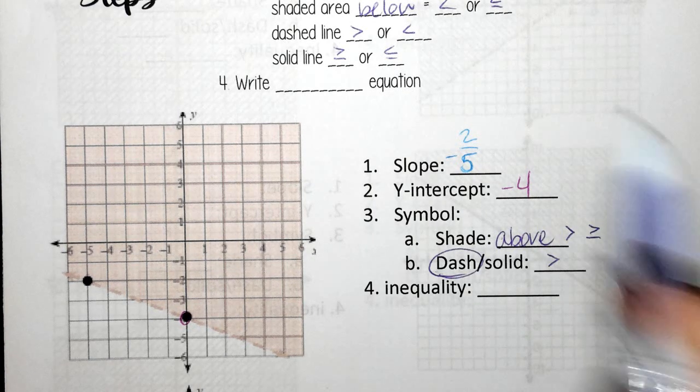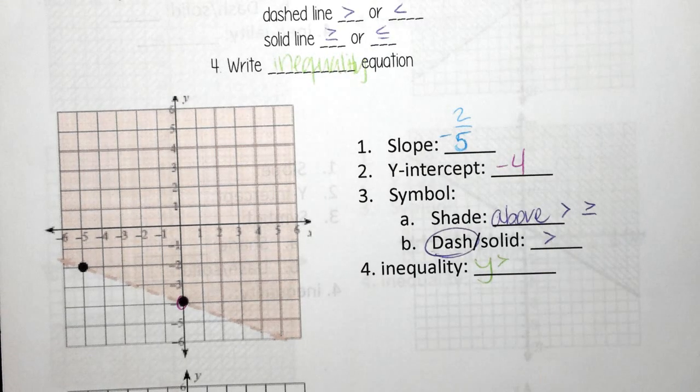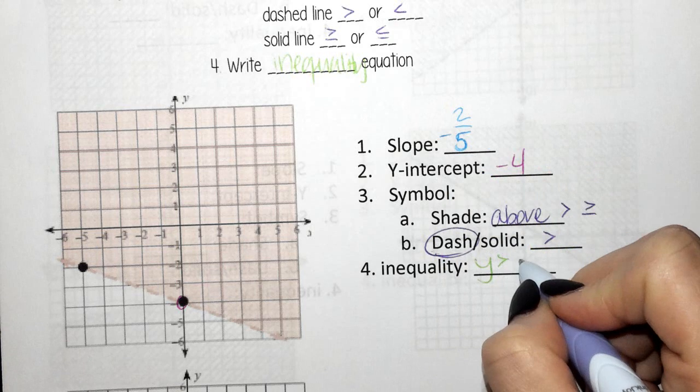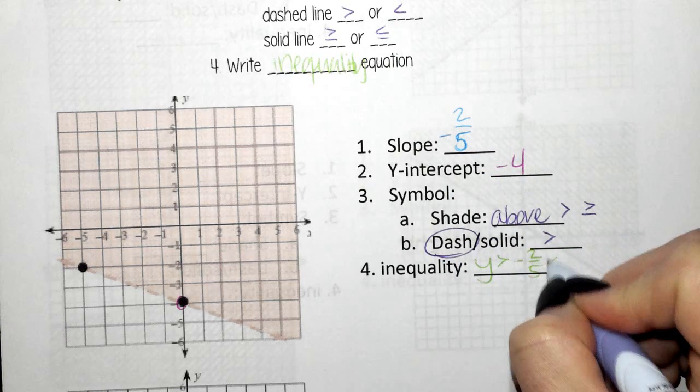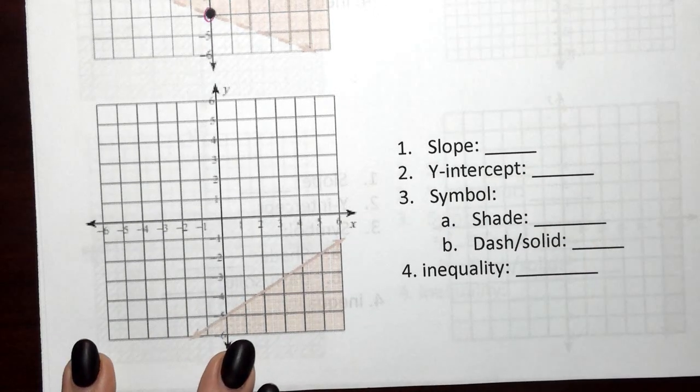So then finally we can write our inequality. It's not an equation, but whatever. So we start with y. We're using the greater than. My slope is negative 2 over 5x minus 4. That's it. Identify piece by piece. I've laid it all out for you like that.